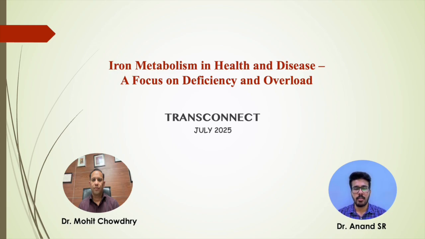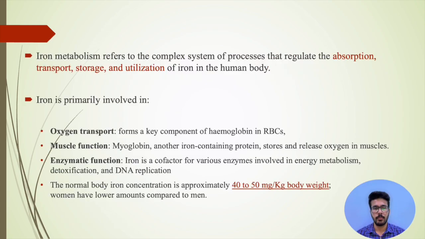The topic of discussion for today is iron metabolism in health and disease with a focus on deficiency and overload. Iron metabolism refers to the complex system of processes that regulate the absorption, transport, storage and utilization of iron in the human body. Iron is primarily involved in oxygen transport, which forms a key component in hemoglobin of RBCs.